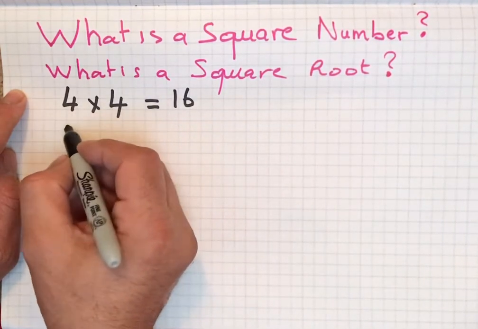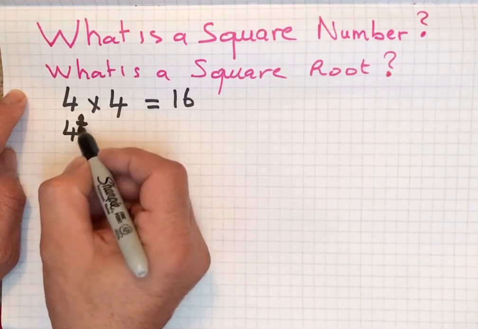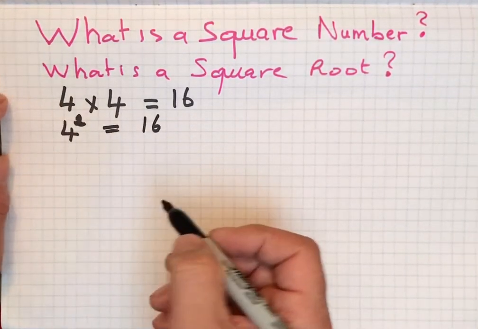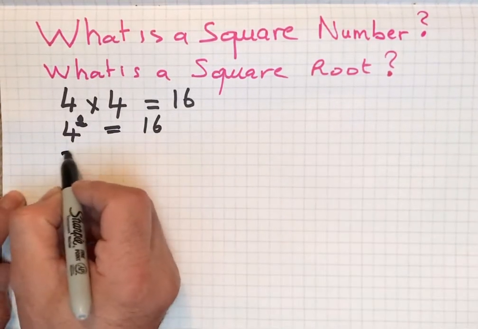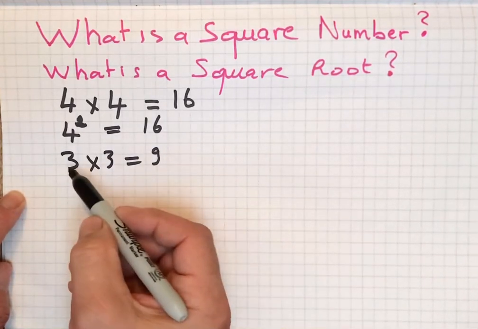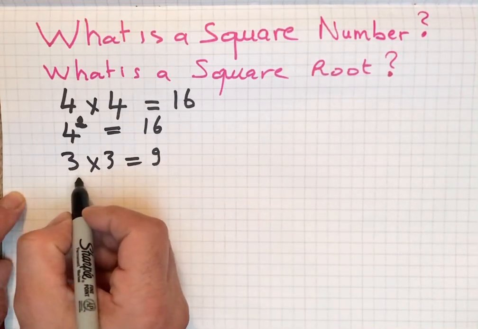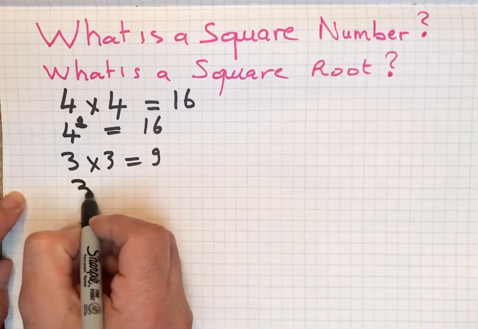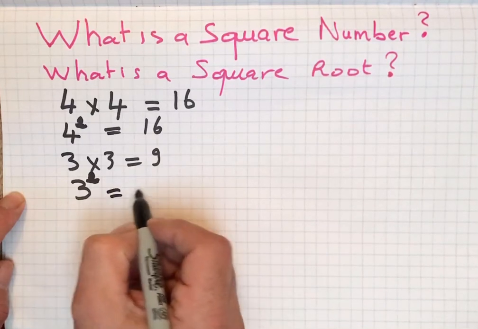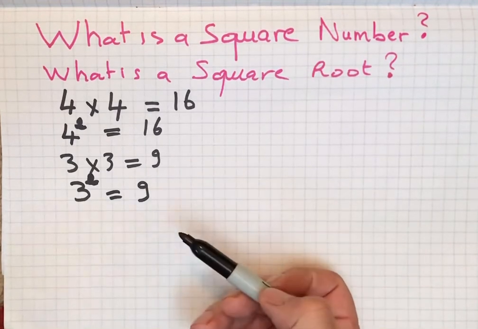We can write it in a different way. We can write 4 with a little 2 here. So this is 4 squared equals 16. Or, another example, 3 times 3 equals 9. The square number of 3 is 9. To make it simple and easy, we write 3 to the power of 2, a little 2 here. 3 squared equals 9. And so on.